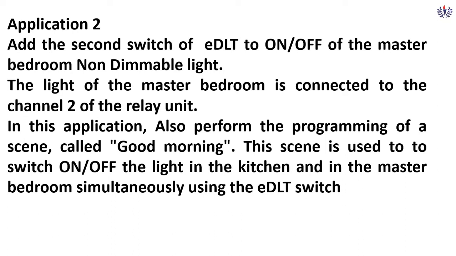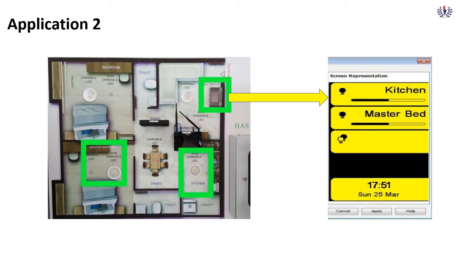So for your understanding, we can see this diagram. So this was the 2 BHK layout. We are going to control this non-dimmable LED, and also we are going to control this non-dimmable LED in the kitchen and in the master bedroom, and we are going to configure this EDLT switch which is zoomed in.